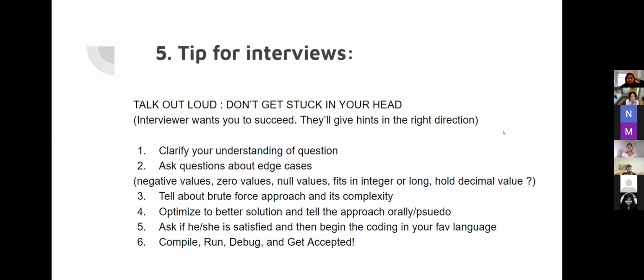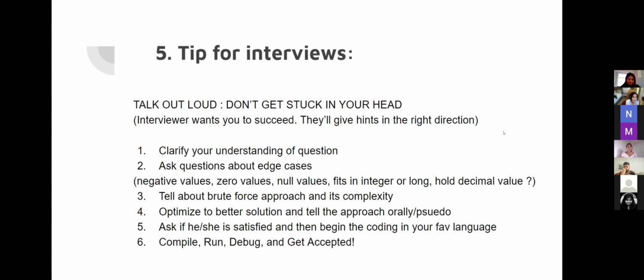It might sound really stupid in your head. You might be like, oh, this is really dumb. Maybe I shouldn't say this. But if you talk out loud, you give the person who's interviewing you a chance to get some insight into what you're thinking, what direction you might be going into. The interviewer is not against you. It's kind of boring for them if they just sit there and you don't say anything the whole time. They want you to succeed.